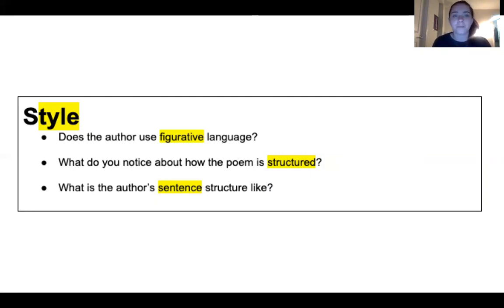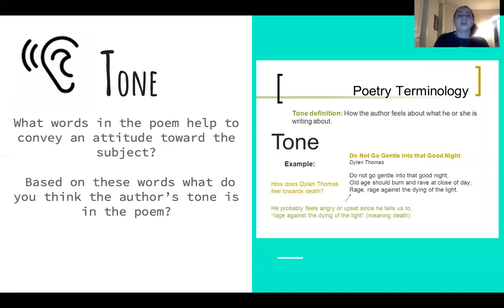This is tone. Okay, tone. We've talked about tone before, and when we've talked about tone before, we've relied a lot on word choice. And tone does have a lot to do with word choice, but that's not the definition of tone. Tone is the attitude that the speaker has towards their subject. I'm going to repeat that because it's really important. The tone is the attitude that the speaker has towards their subject. And that is usually shown through word choice in the poem.